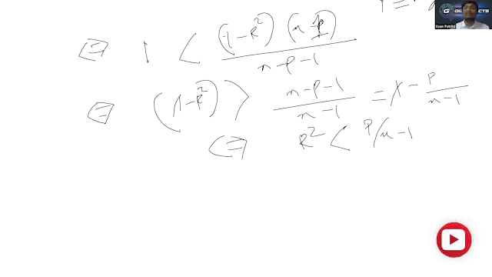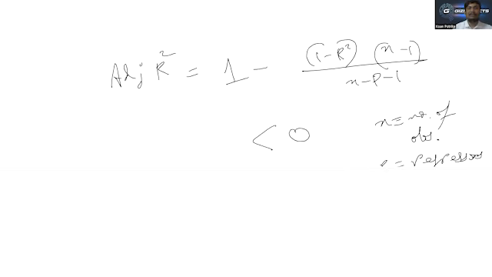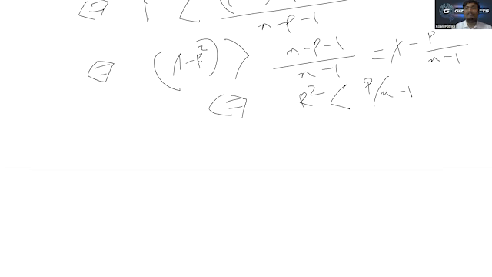Now, what is p? P is the number of regressors, or the independent variables. N is the number of observations, or the number of rows of the regression model. If R square is smaller than their ratio, which means the fit of the model is sufficiently small, then adjusted R square will be less than 0. We will get adjusted R square less than 0 if this condition of R square being less than p by n minus 1 is satisfied.